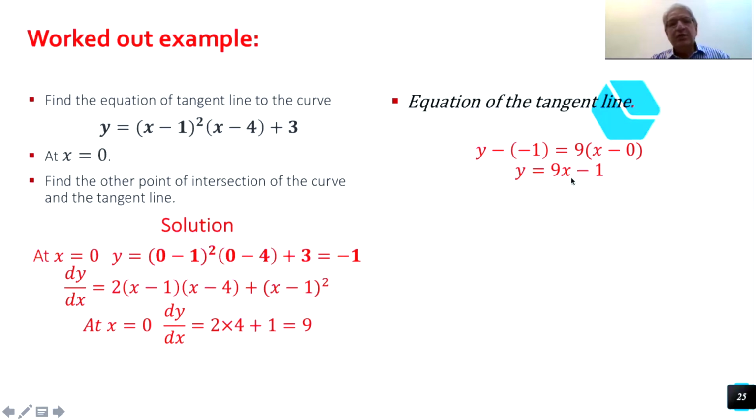Now this is the equation of the tangent line. You need to find the point of intersection of this curve with this tangent line.